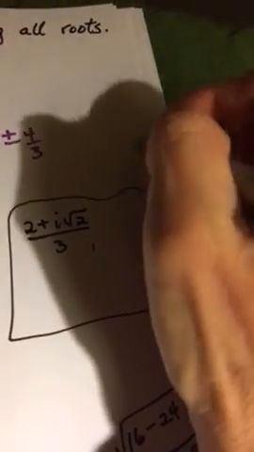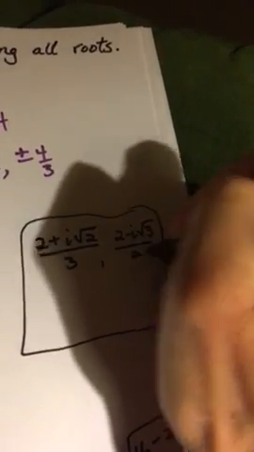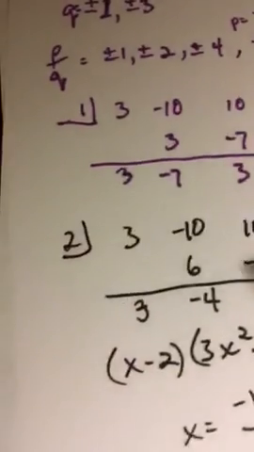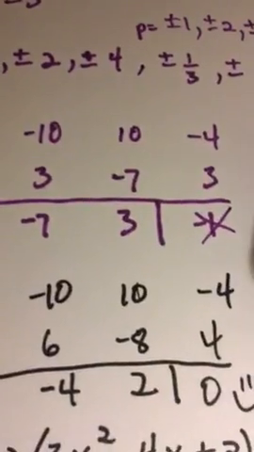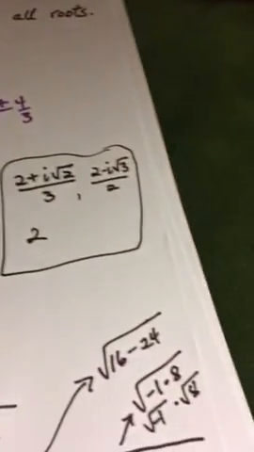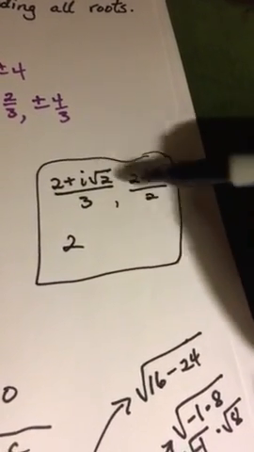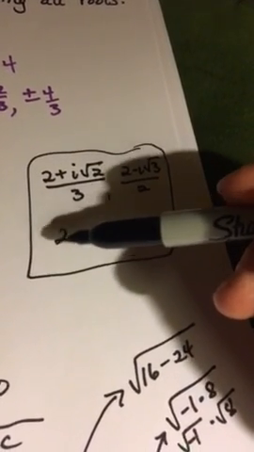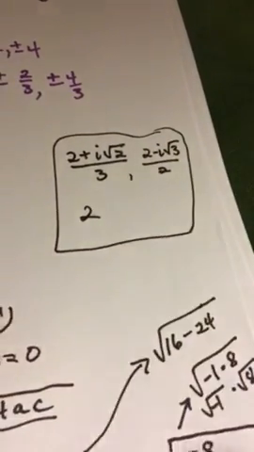The next root is 2 minus i square root 2 over 3. All I did was just break up the plus or minus. You don't have to do that. It depends on what your teacher wants. And the very last root was from our synthetic division, right, which was the 2. And so the last one is actually a 2. And those are your 3 roots. So you've got a complex root, they're conjugates of each other, and you've got your final root, which happens to be a rational number. Okay, so that's it.